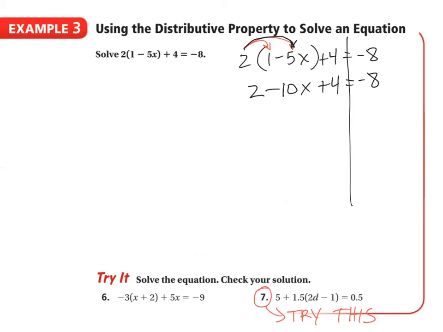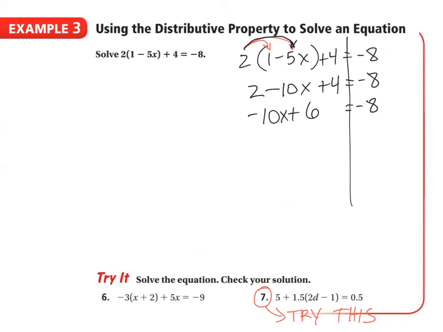So now we have a similar deal where we're going to need to combine like terms, but we've got a positive 2 and a positive 4. Those are both my constants, but they need to be combined before I have a normal looking two-step equation, right? So let's go ahead and combine those. Positive 2 plus 4, 6. So we have negative 10x plus 6 is equal to negative 8.